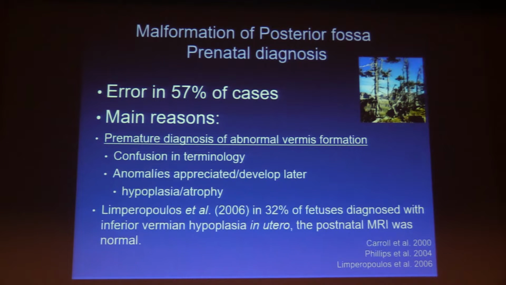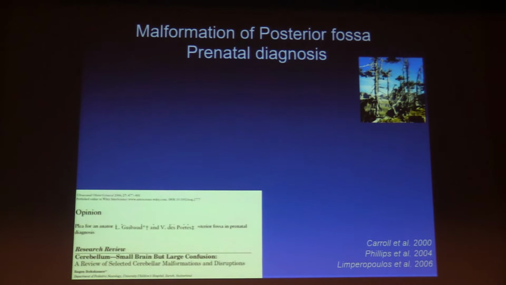And Pipolo in 2006, when she looked into the follow-up, saw that in 32% of cases they were diagnosed with vermian hypoplasia. Today we do not call it inferior either, and this is another thing we'll talk about. Today it's actually not the inferior part, because we know that the vermis develops and surrounds it. So with vermian hypoplasia in utero, in 32% of the fetuses the postnatal findings were all normal. So we're in a big problem right here, and these are articles that were in the end.